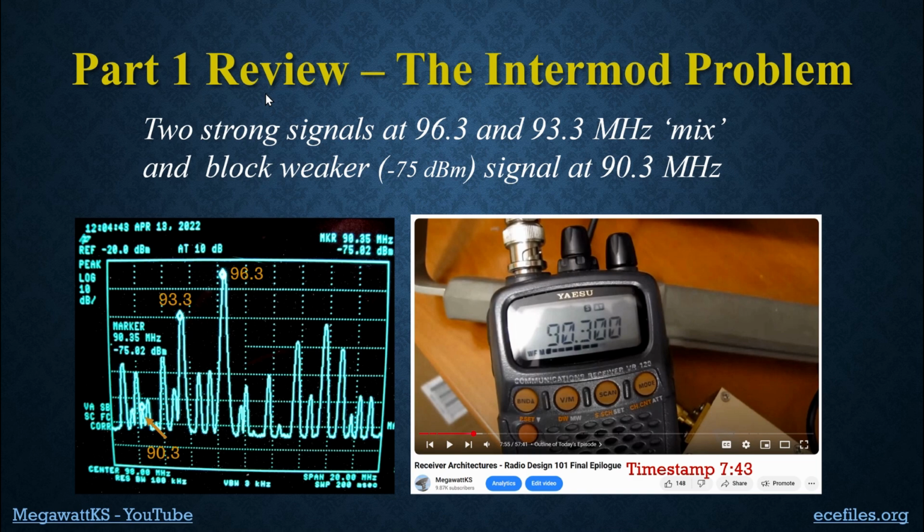But in part 1, we illustrated it using this little radio. So I'm going to play that again here real quick.